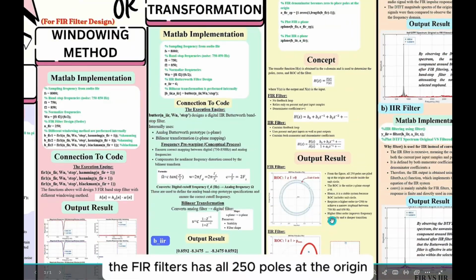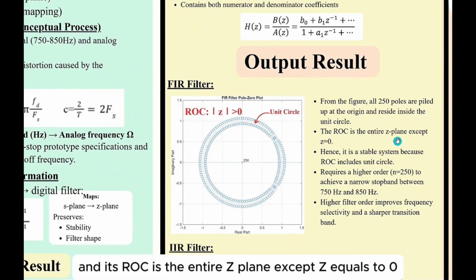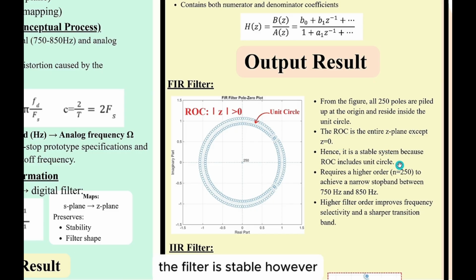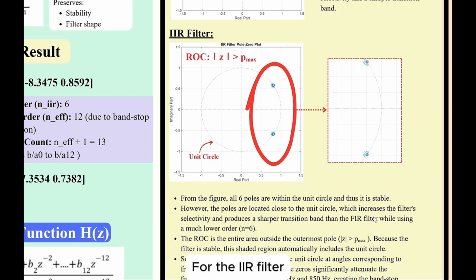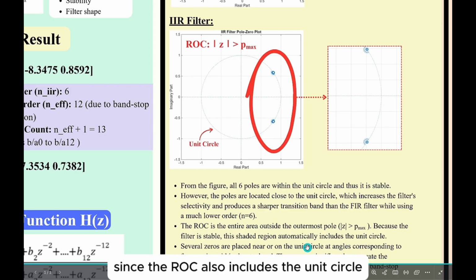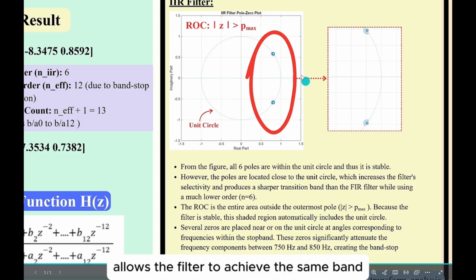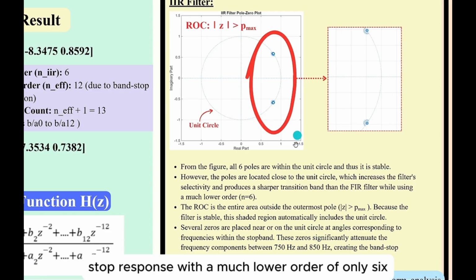As shown in the figure, the FIR filter has all 250 poles at the origin, and its ROC is the entire Z-plane except z equals 0. Since the ROC includes the unit circle, the filter is stable. However, it requires a high filter order of 250 to produce a sharp stopband between 750 and 850 Hz. For the IIR filter, all 6 poles lie inside the unit circle, and its ROC is outside the outermost pole. Since the ROC also includes the unit circle, the filter is stable. The poles and zeros near the unit circle allow the filter to achieve the same bandstop response with a much lower order of only 6.